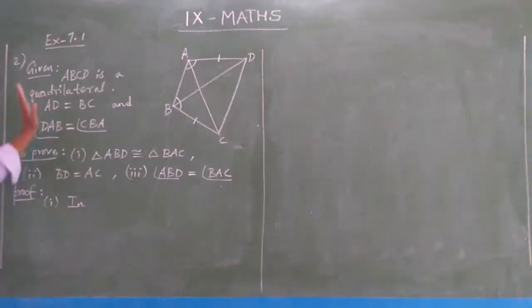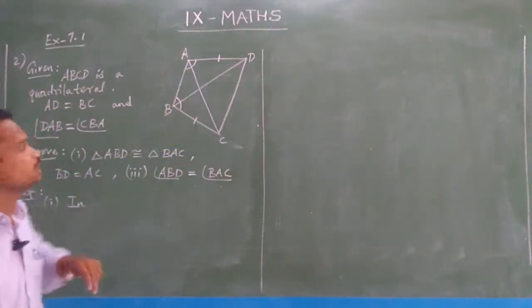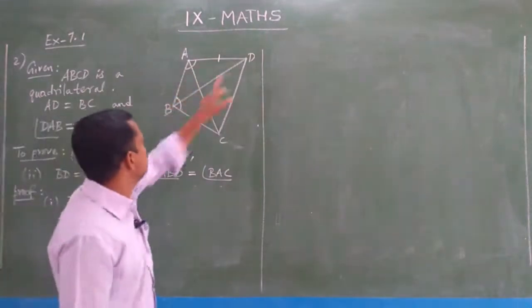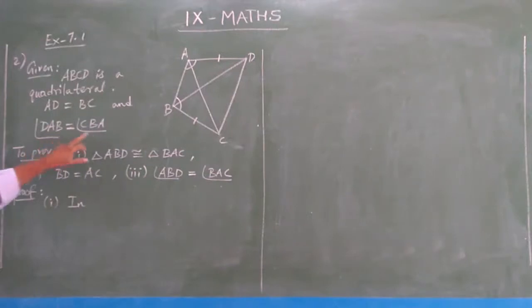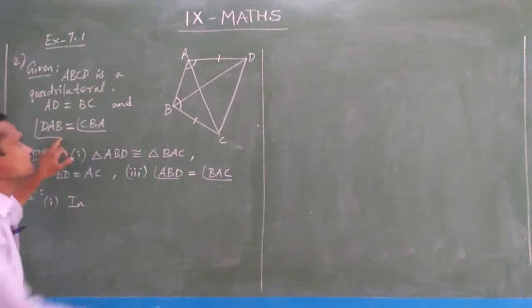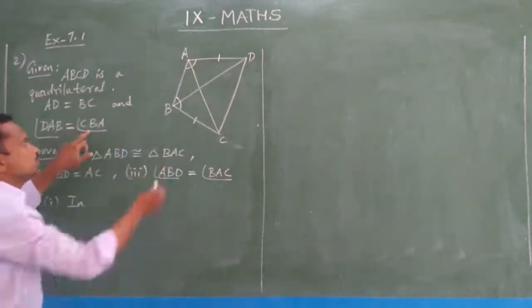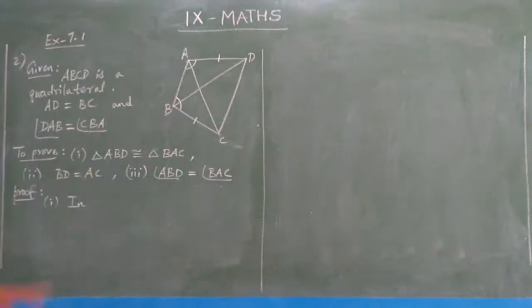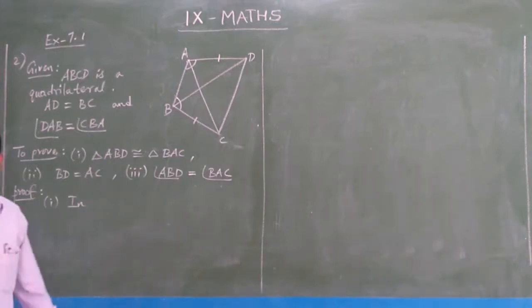Now question number 2, a quadrilateral is given. This is the figure given there. ABCD is a quadrilateral. Two sides AD and BC are equal, and angle DAB is equal to angle CBA. DAB, you see, this angle, and CBA, this angle, I marked there. So they are equal. And to prove, there are 3 options given. We have to prove them one by one.